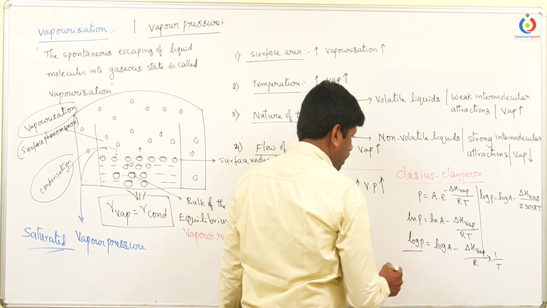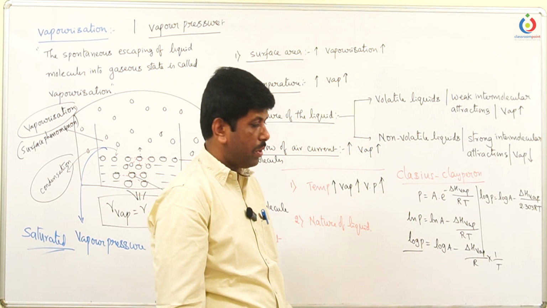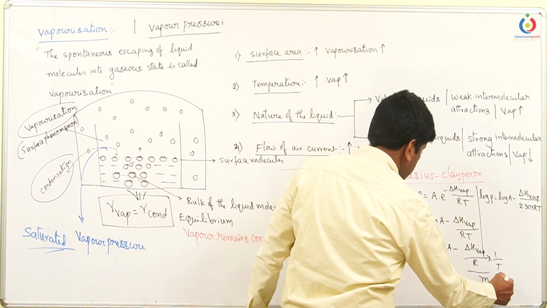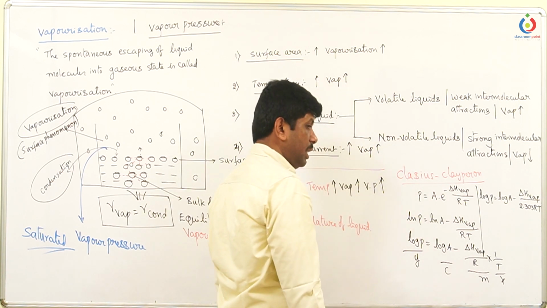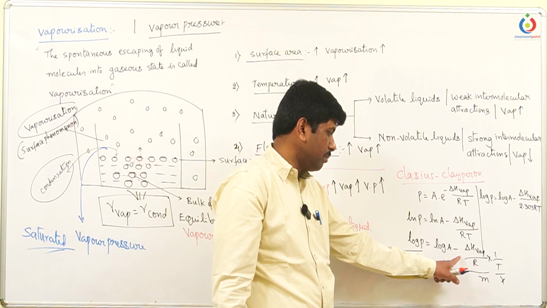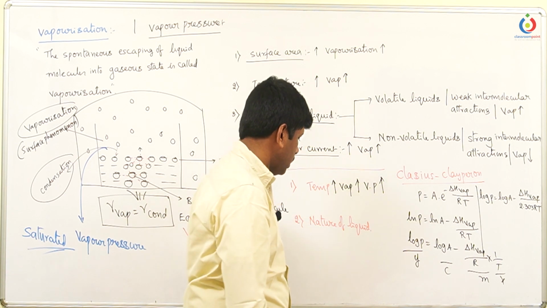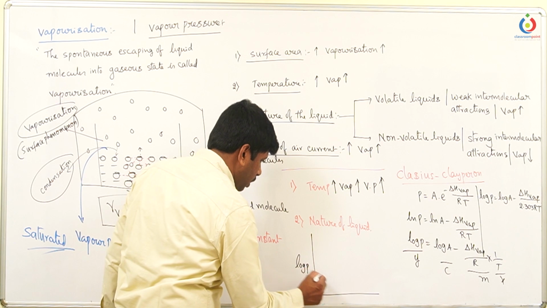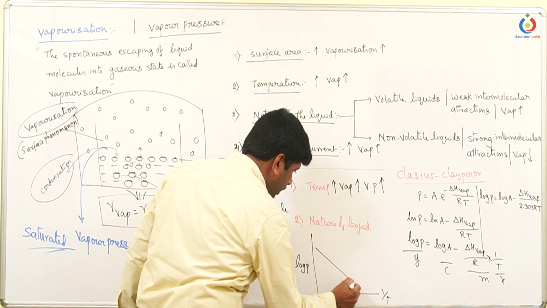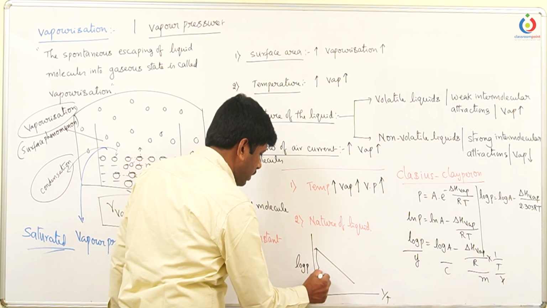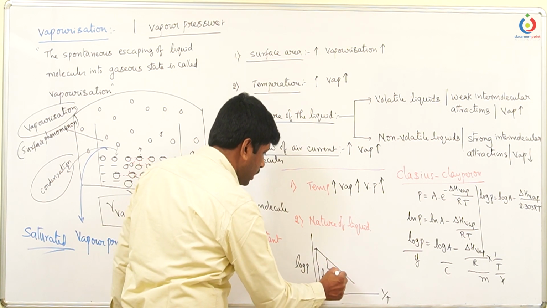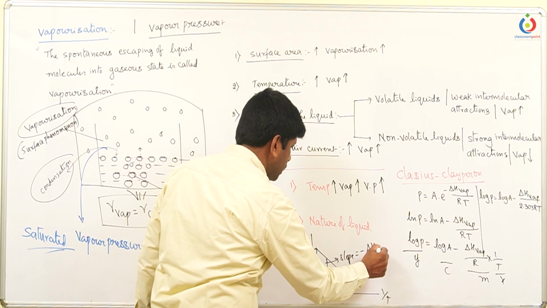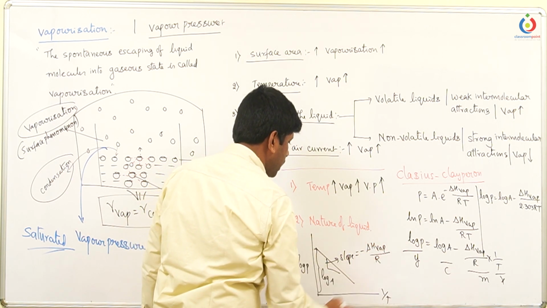So if you draw a graph between log P versus 1 by T, we get the form y equals mx plus c. Here the slope is negative, so that we get the graph in this manner, log P versus 1 by T. With the negative slope, the intercept value is equal to log A, and the slope equals minus delta H evaporation divided by R.